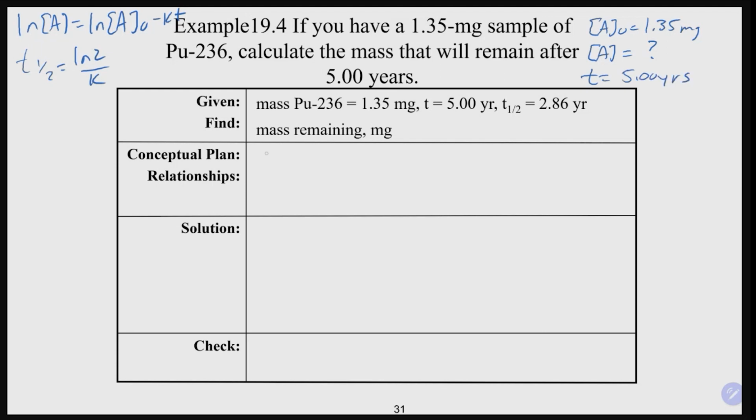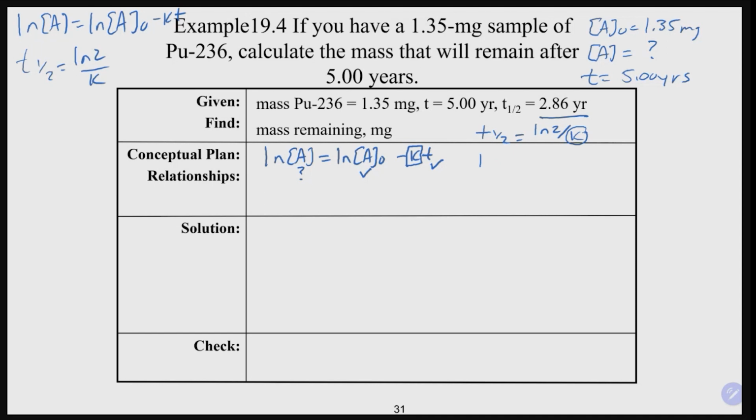Now, if we look at our first order equation, we have everything we need except for a couple of things. We are looking for this one. We do have this one given to us. We do have this one. But very common in these problems, you are missing the decay constant. That is where the half-life equation comes into play, because we have the half-life given to us. Using the half-life equation, which is the natural log of 2 divided by the decay constant, we can solve for k, which is missing here.